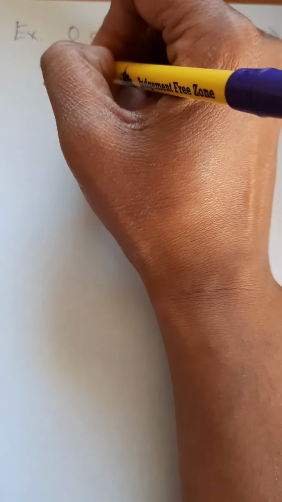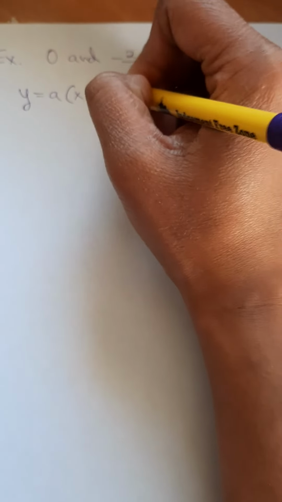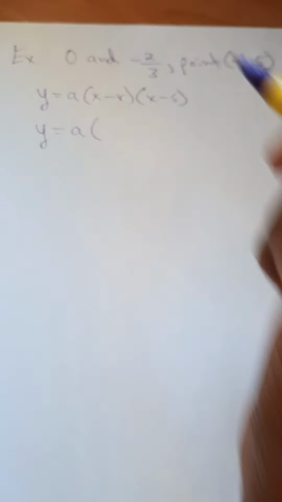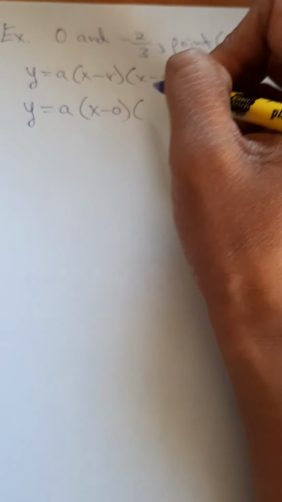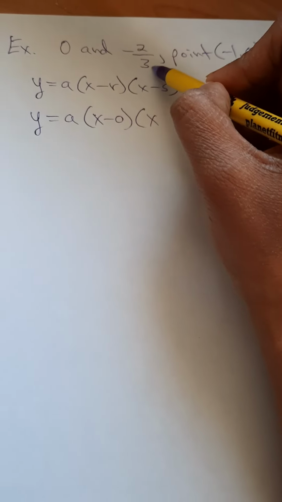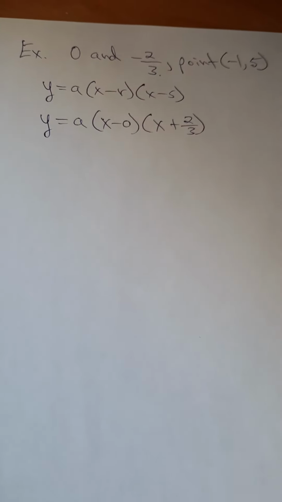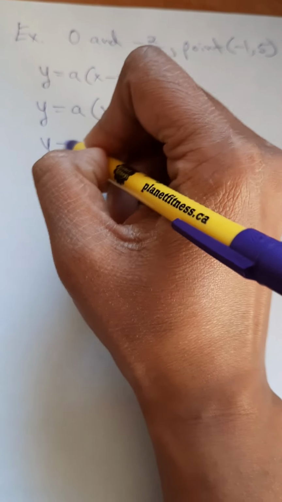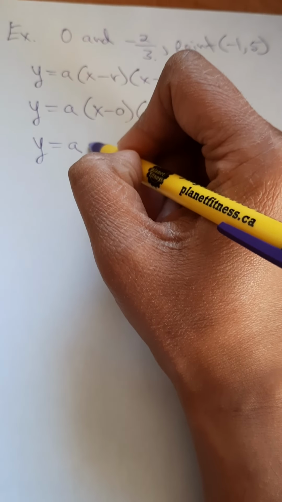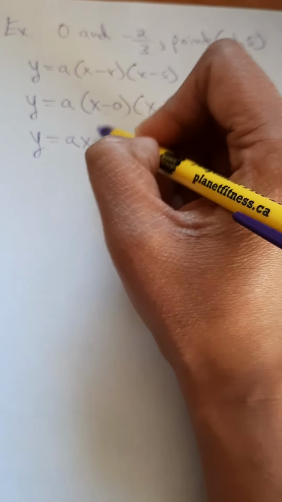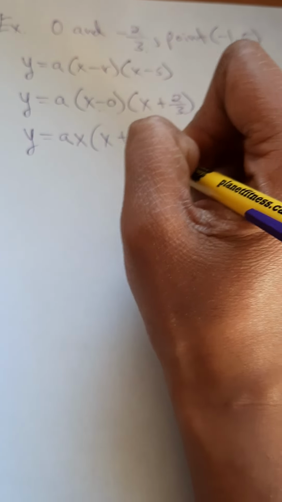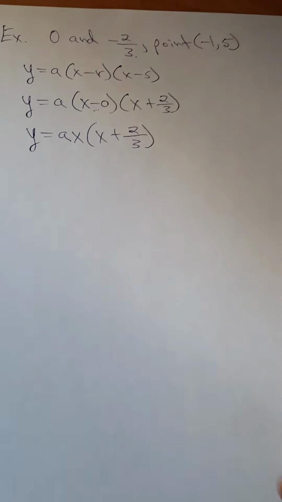So what I want to do is again plug it into my equation. So x minus r, x minus s. And here you can just change the sign. This is just going to be x minus 0, x. This is negative 2 over 3, so x plus 2 over 3. If you do want to just reduce this, I would do that here. So a, x, because this is just x minus 0, x plus 2 over 3. So just like this.